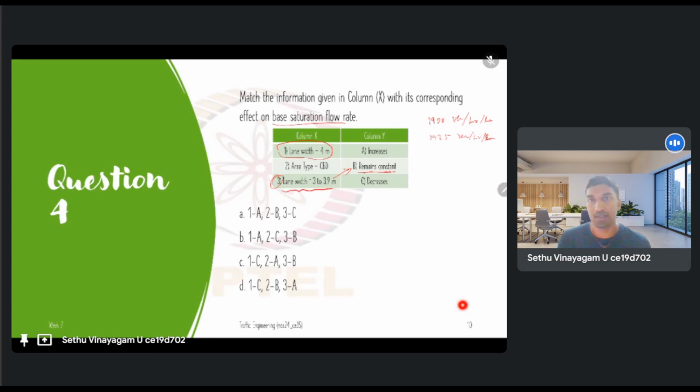So wider lanes means there is going to be more capacity, right? So therefore your saturation flow rate will be higher, right? So therefore it should increase. So one should be matched with A.